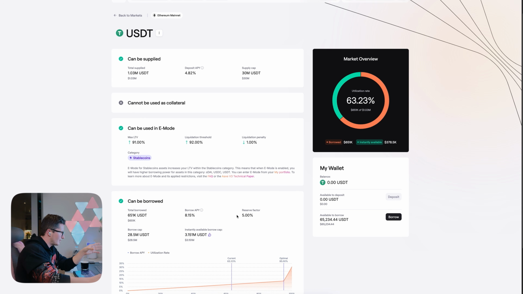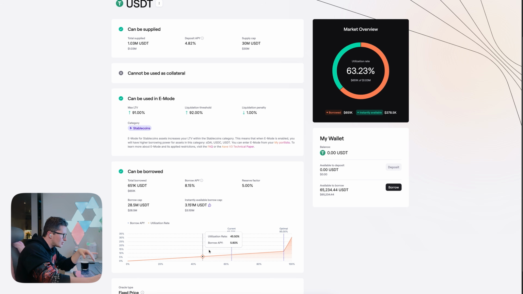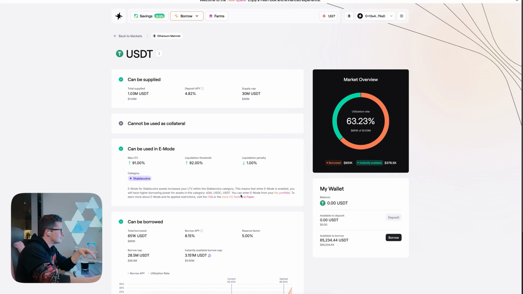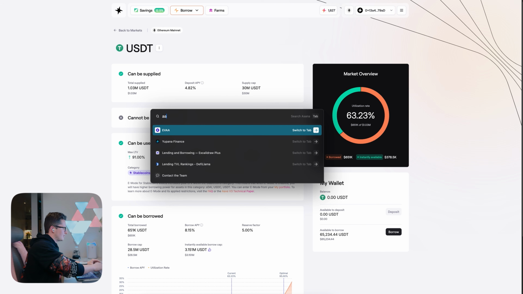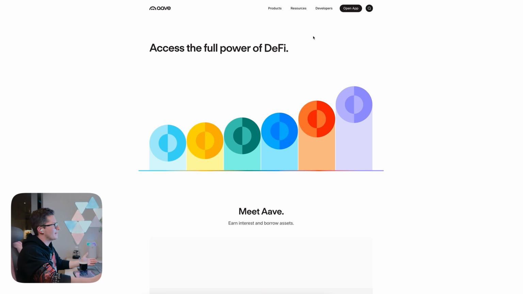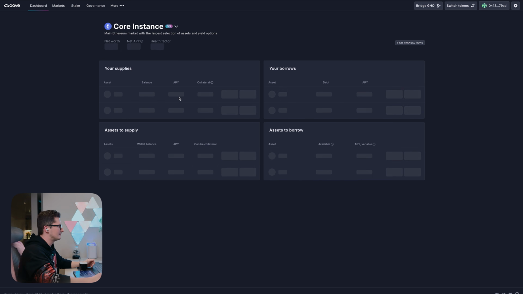Instantly available borrow cap, reserve factor, the same reserves that we have. Actually, the same lending model with kink. Maximum loan to value 91%. That's collateral factor. Liquidation threshold 92%. Liquidation penalty 1%. That's what goes to the liquidator. So all lending protocols look mostly the same. We have another lending protocol. It's called Aave. Works in the same manner.